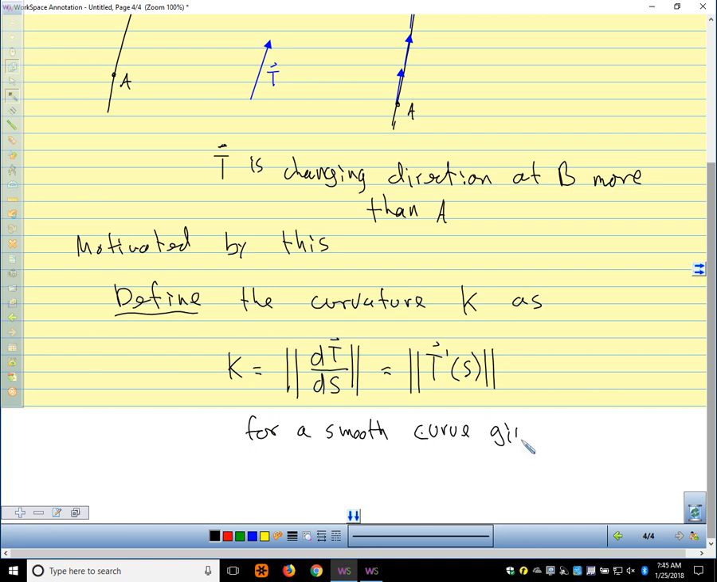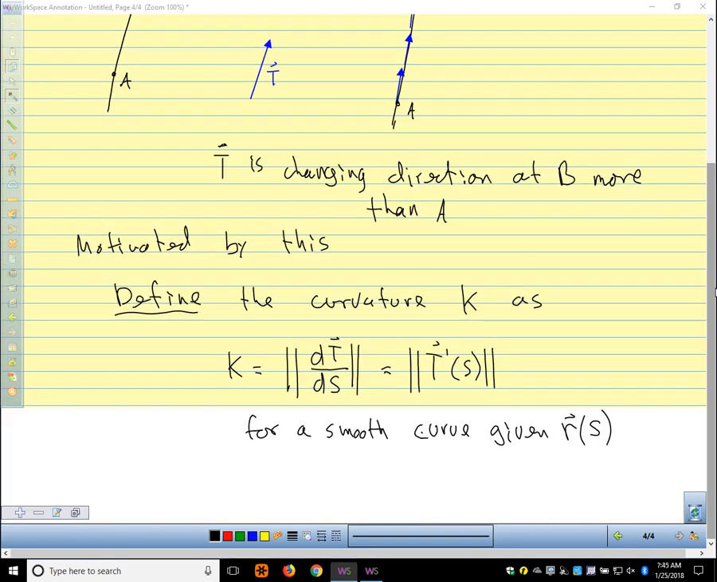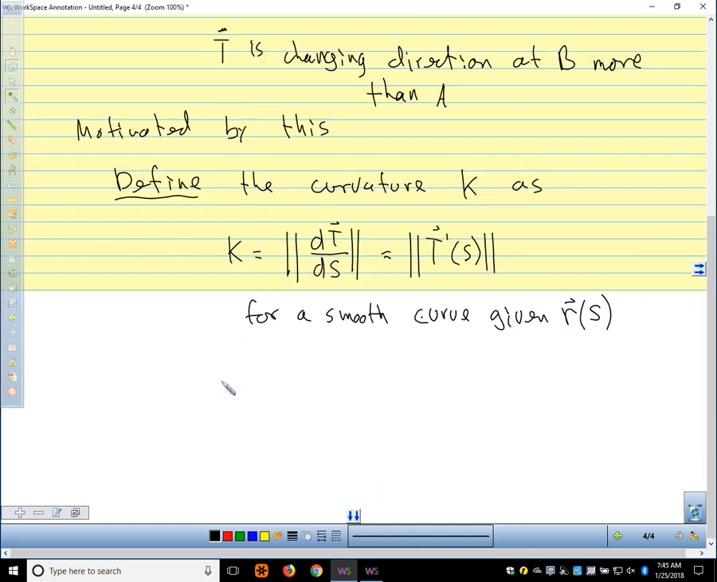So we have a smooth curve given by r of s. Let me emphasize that. We're defining the curvature as the rate of change of the unit tangent vector with respect to arc length. Where the curve is more curved, the tangent vector is changing more quickly with respect to arc length than it is at A. And then we're going to define the radius of curvature. We expected an inverse relationship, so we're going to say R equals 1 over K. That's our radius of curvature.